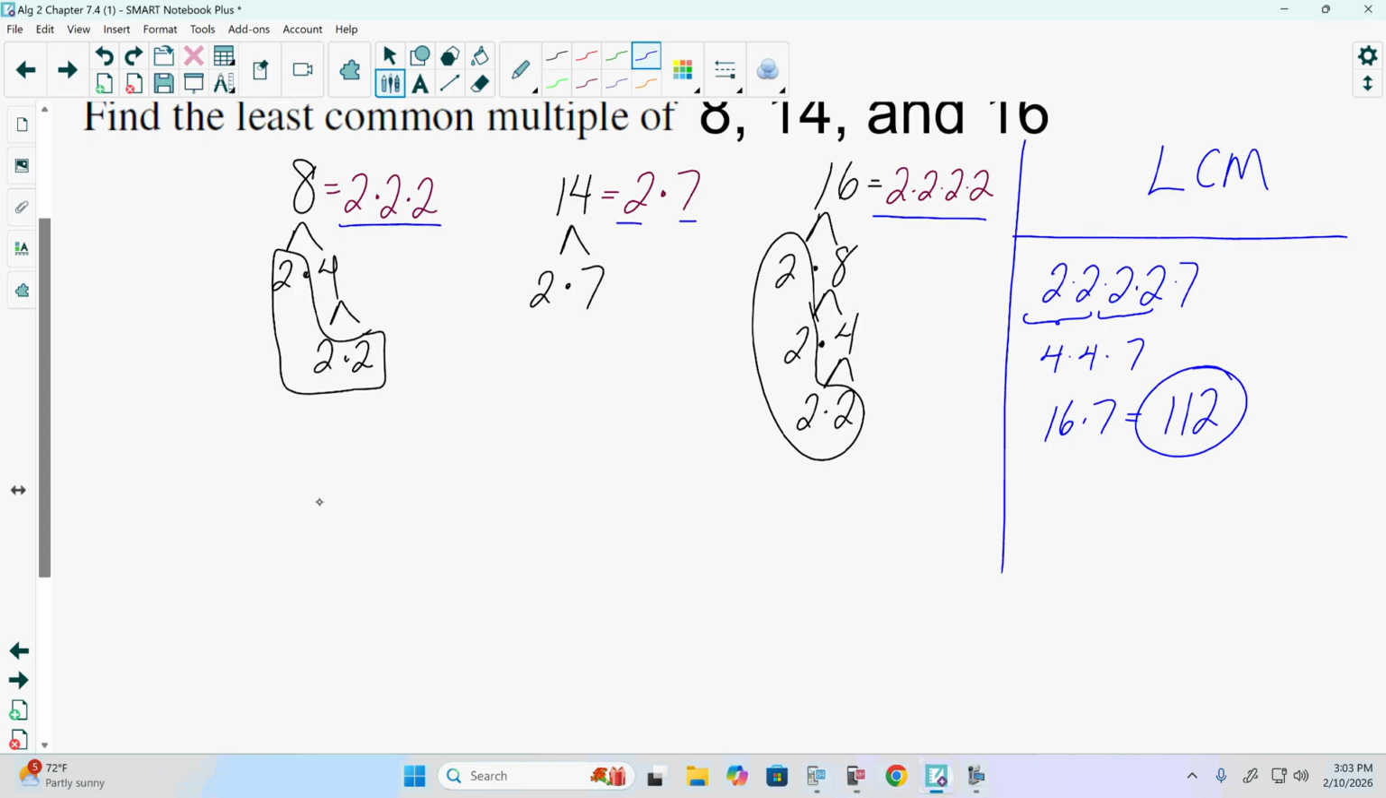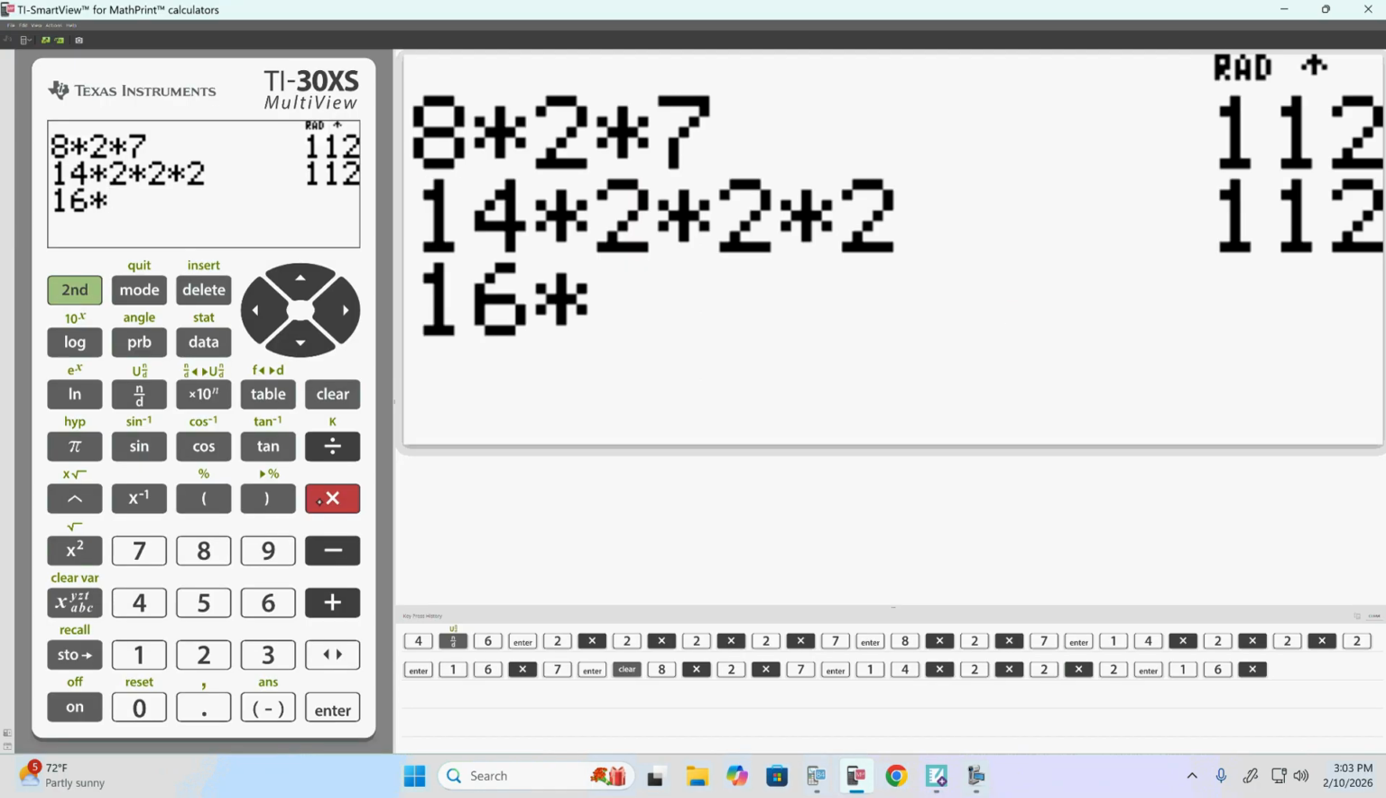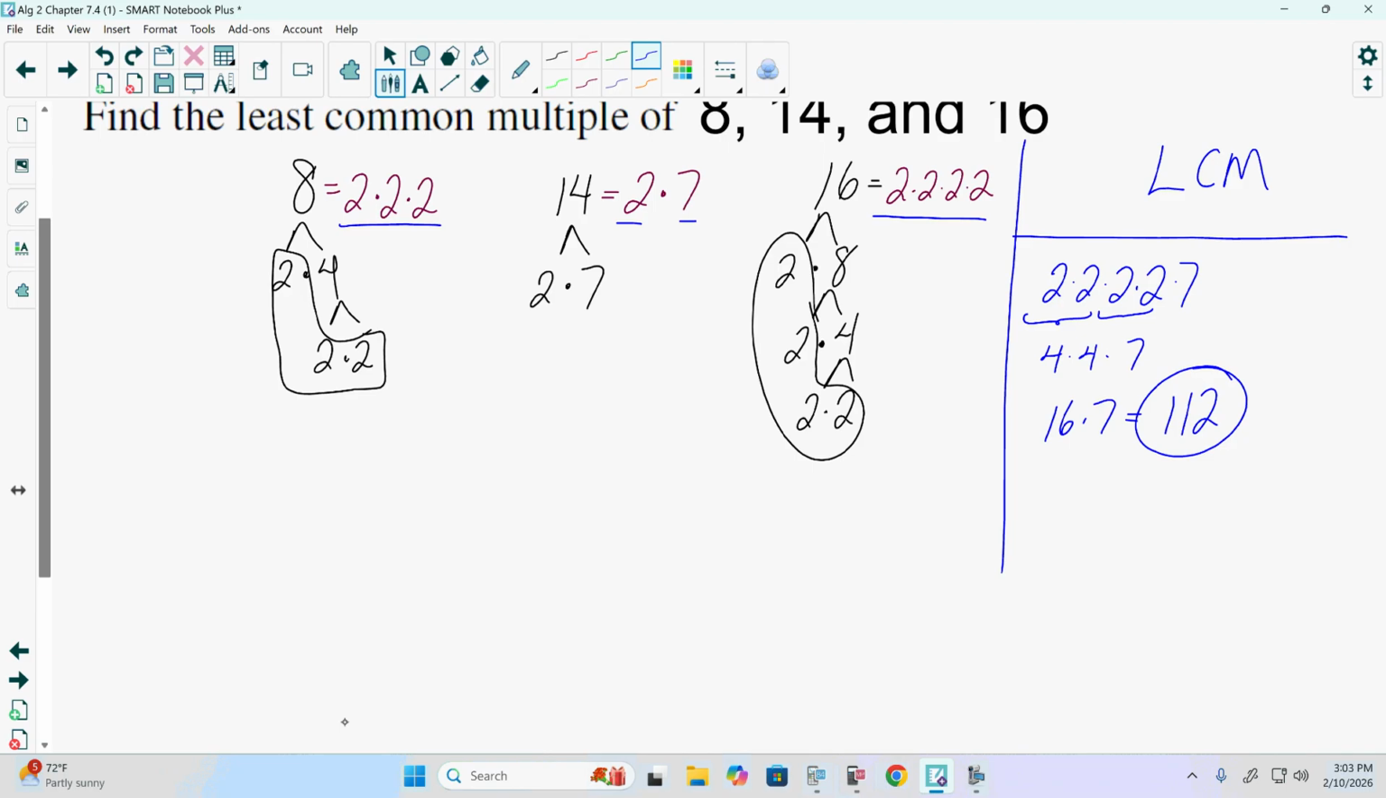And 16 had 2 4 times. What factor is it missing? The 7, yes? 16 times 7 is? It's all about the factors. So the least common multiple is 112. Either way works.